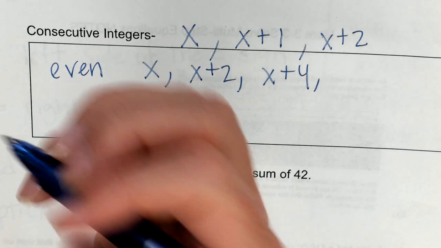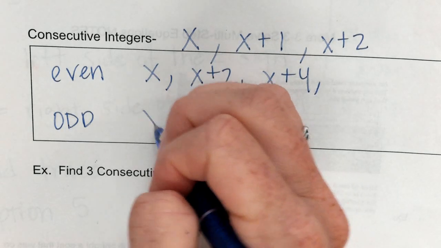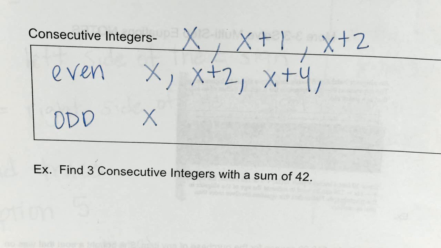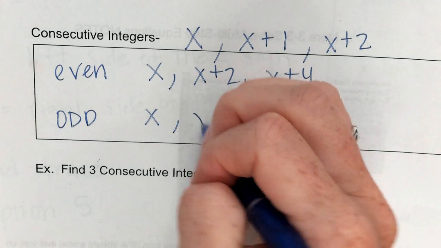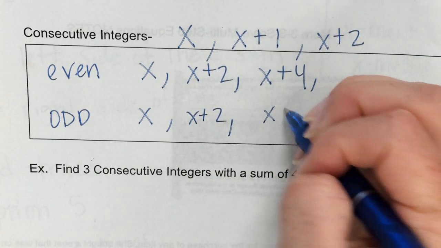Now let's talk about odd. What are odd numbers? How do you get from 1 to 3? So you're still skip counting by 2s. They're just odd numbers. So to get from my first odd number that I don't know, X, I still just add 2. To get to the next number, I still just add 4.